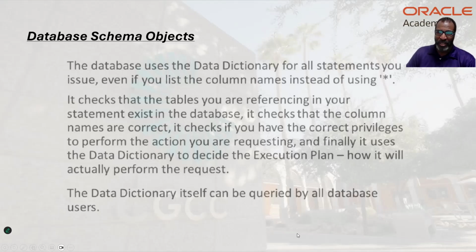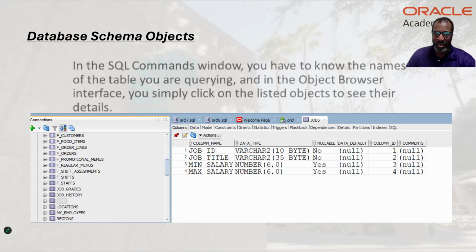So the database uses the data dictionary for all. I just said that. So I guess in essence, what I'm getting to here, a very useful part of your schema is this data dictionary. You can define many, many things in there.